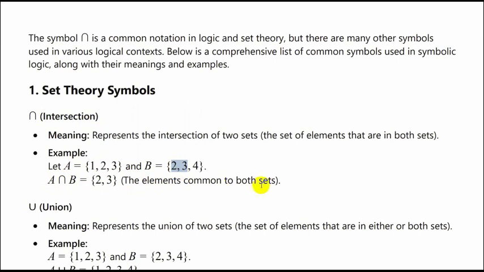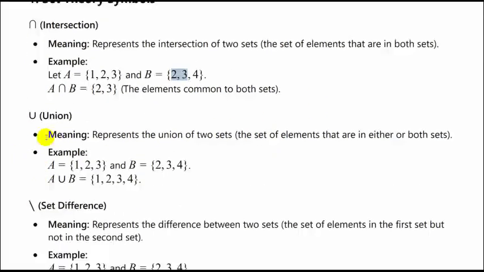The elements common to both sets. That is all it means, intersection. And union means what is common in both is repeated only once, is stated only once. So it represents the union of the two sets. So we don't write here in the union A union B as the set of 1, 2, 2, 3, 3, 4, not like that. But instead we make it singular.